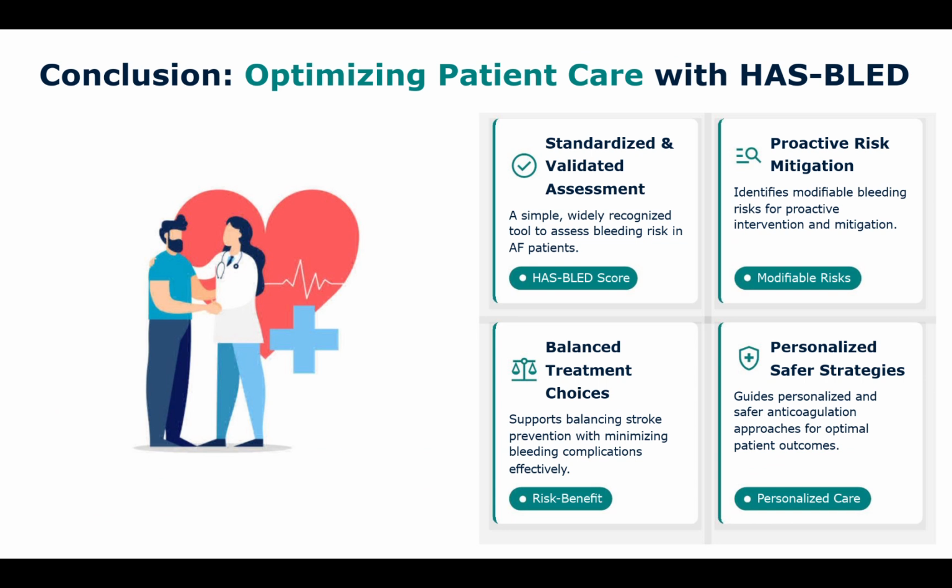In conclusion, the HAS-BLED score is an indispensable, standardized, and validated tool in the management of atrial fibrillation. It goes beyond mere risk assessment, driving proactive management by helping clinicians identify and mitigate modifiable risk factors. This allows for more informed decisions, striking the right balance between effective stroke prevention and minimizing bleeding complications. Ultimately, by integrating the HAS-BLED score into clinical practice, we enhance patient safety and provide personalized, safer anticoagulation strategies.